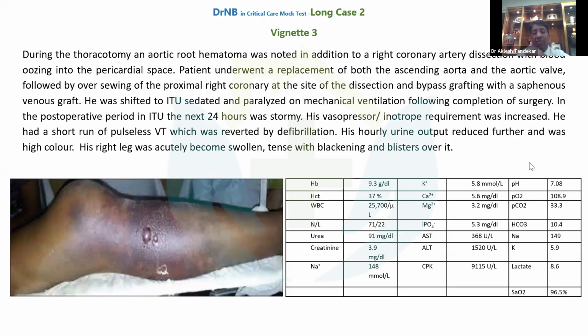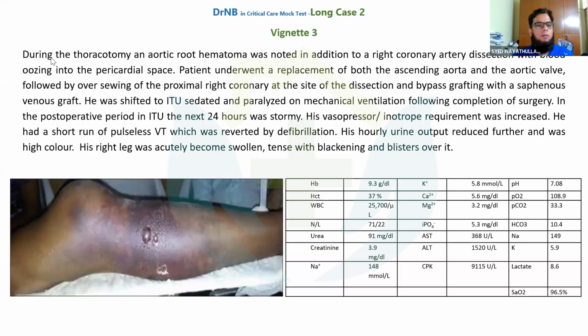patient's first 24 hours were very stormy. He was on very high vasopressors and inotrope support. He had short runs of pulseless VT, which was reverted by defibrillator, and his hourly urine output reduced further and was high colored. The right leg was acutely swollen, tense, and black, and the blisters were also identified. And these were the investigations that were done. So, what do you think? What abnormalities do you find here, and how do you consider this patient's management further?